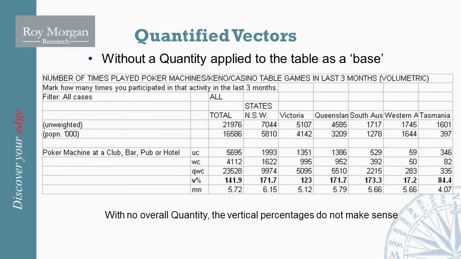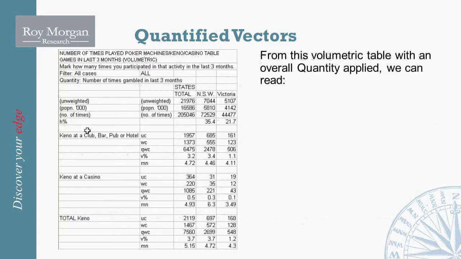What we need to do is apply an overall quantity, and here you can see we've got number of times gambled in the last 3 months, which is the associated quantity for the variable number of times played poker machine, etc., which is the volumetric variable. Now that we have this quantity applied, the V% are calculated correctly. Note that the unweighted count, weighted count, quantity weighted count and the mean data will be the same whether or not the overall quantity is applied.